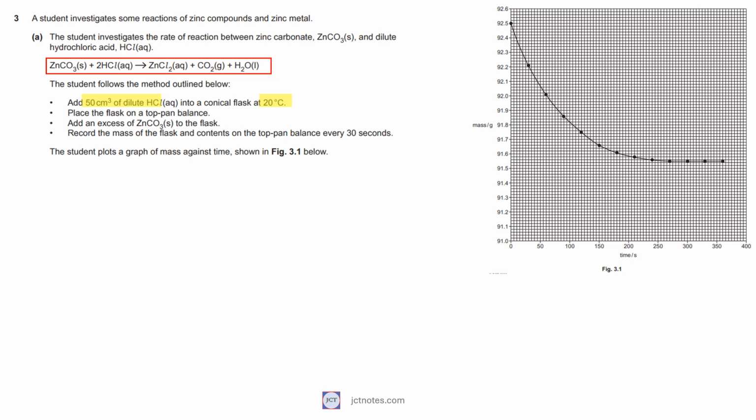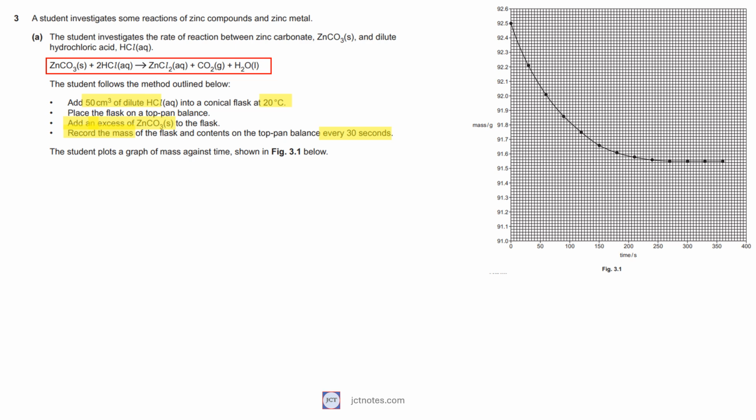Second, the flask is placed on a top pan balance. Third, an excess of zinc carbonate is added. And fourth, the mass of the flask and contents is recorded on the top pan balance every 30 seconds. We are provided with the graph of mass against time obtained by the student.